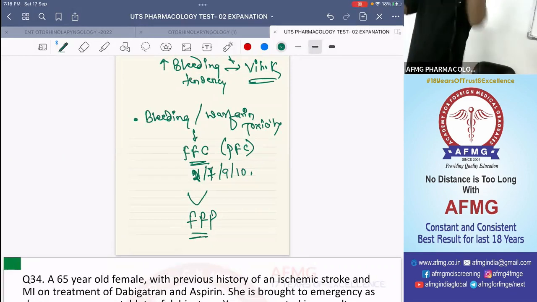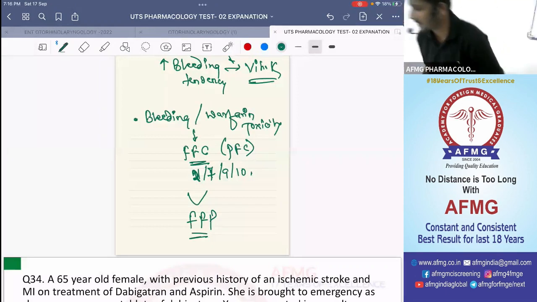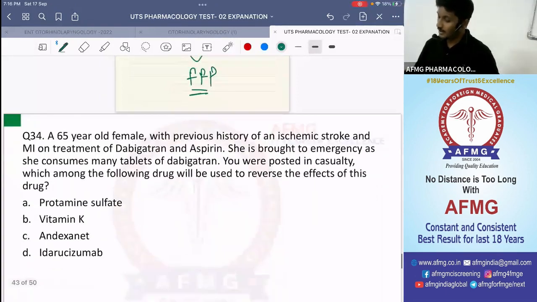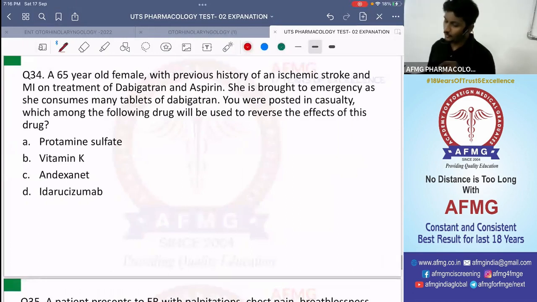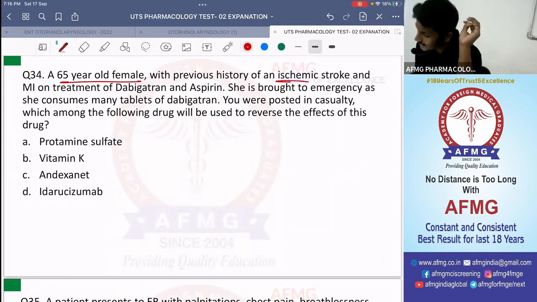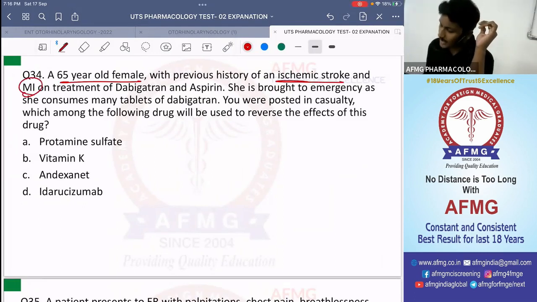So what usually happens in that? Microcephaly and nasal hypoplasia occur due to warfarin. Moving further. Question number 34 now. A 65-year-old female with previous history of an ischemic stroke and myocardial infarction. She is on treatment with an oral anticoagulant drug known as dabigatran.